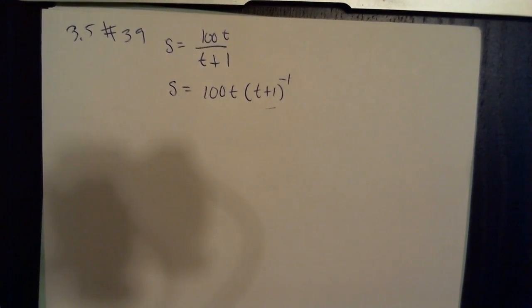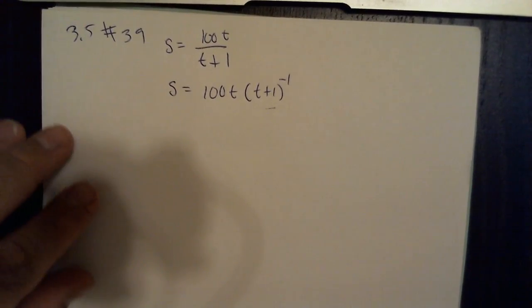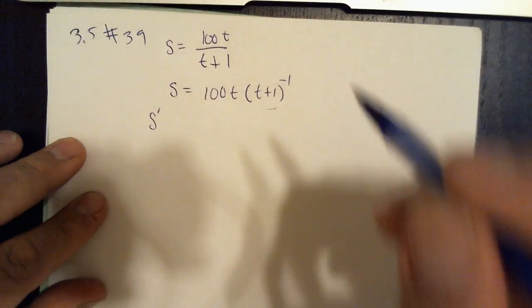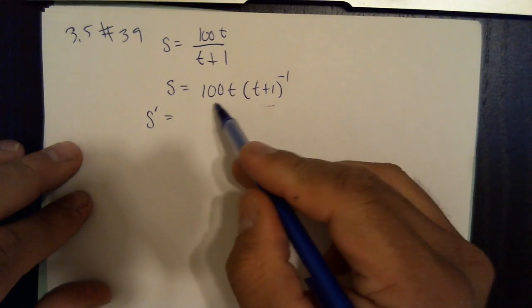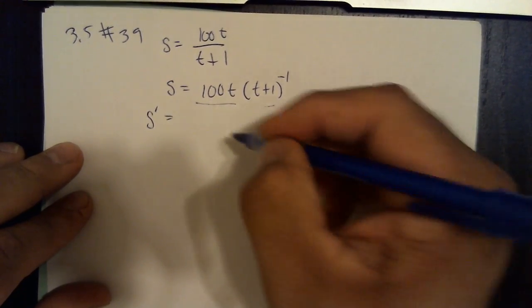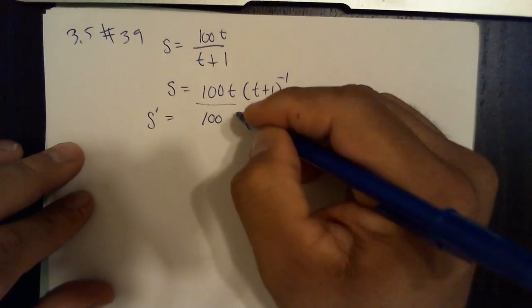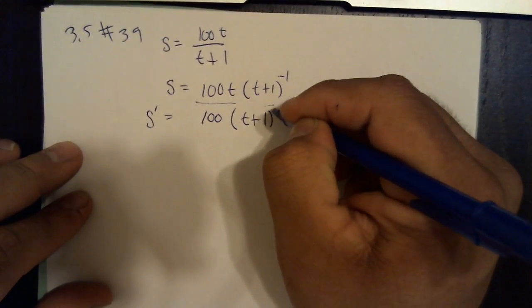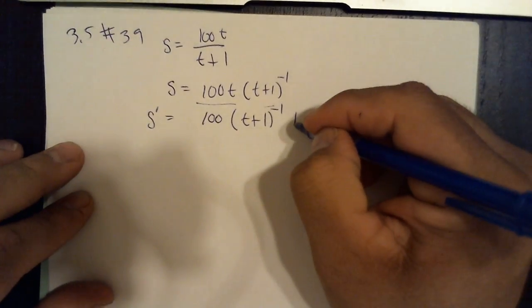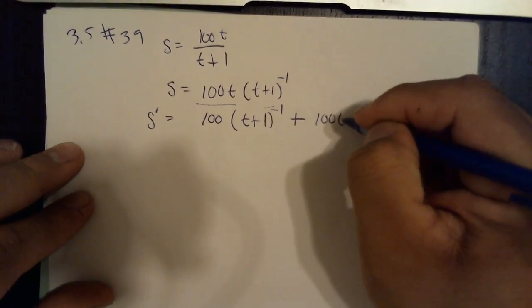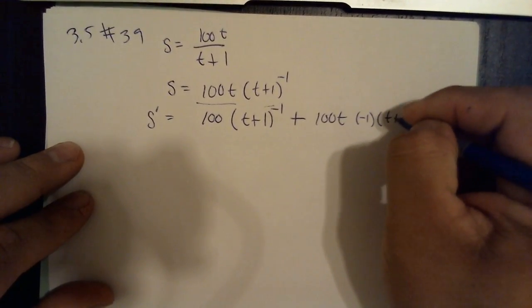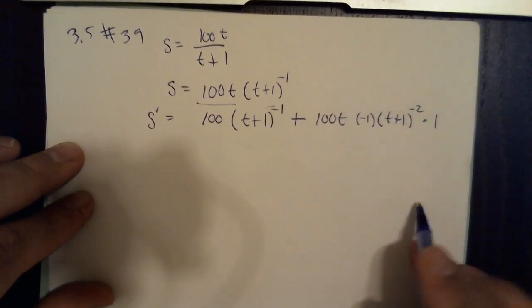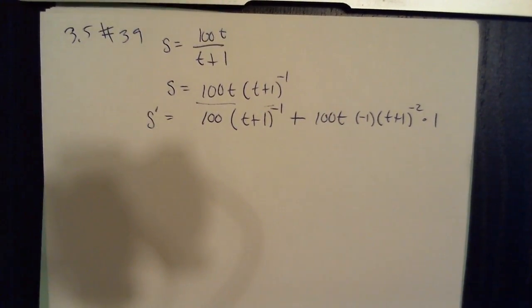But the velocity function, all right? So we can do that by finding S prime. So again, we'll use the product rule here, so we can take the derivative of this. We get 100. Leave the other one alone. Now we work on this one, right? -1 times 1, the derivative of the inside here.